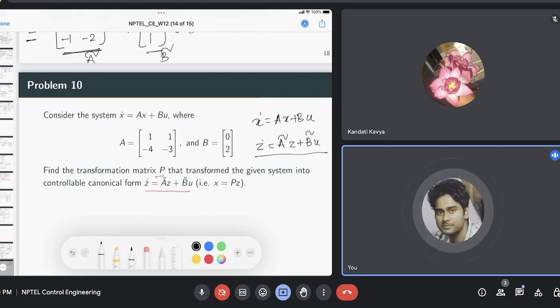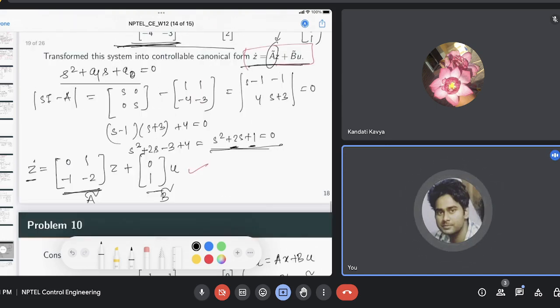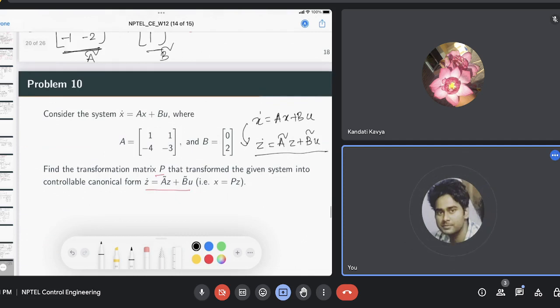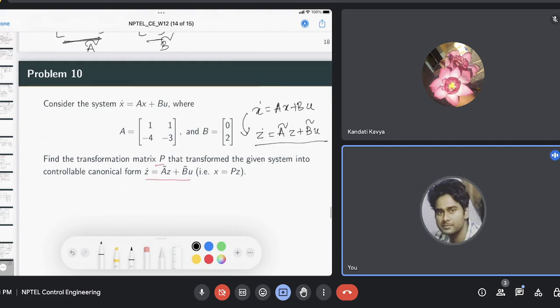So how can we transform from this to this? We did it manually, but is it possible to transform without doing it manually? Is there any matrix P such that we can have x equal to Pz? If we substitute this Pz in place of x, will it transform to the desired form? This desired form can be any form. We require only the controllable canonical form, but it can be transformed into any form.